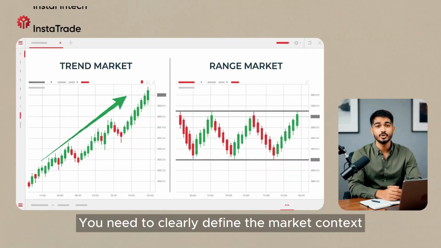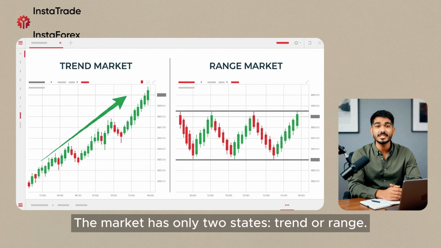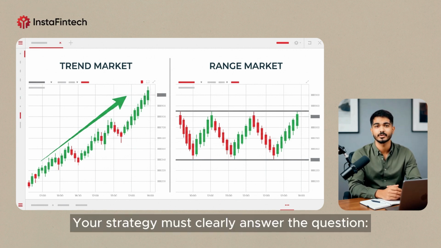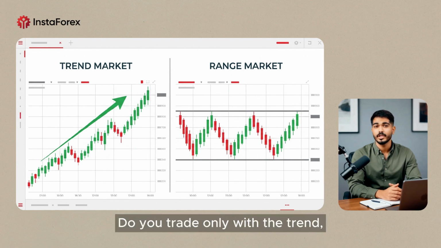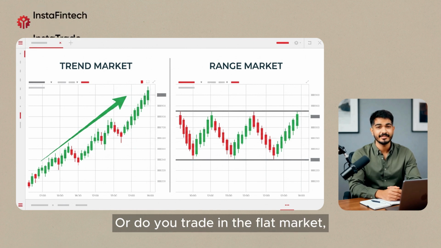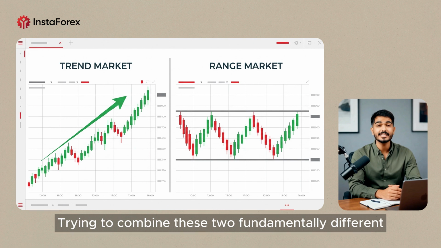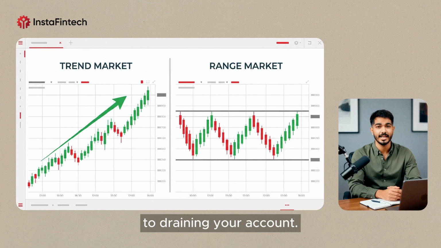Step 2. You need to clearly define the market context in which your strategy will operate. The market has only two states, trend or range. Your strategy must clearly answer the question: in which market phase is it used? Do you trade only with the trend, recognizing strong impulse moves? Or do you trade in the flat market, using oscillations between the borders of a trading range? Trying to combine these two fundamentally different conditions in one strategy is a guaranteed path to draining your account.